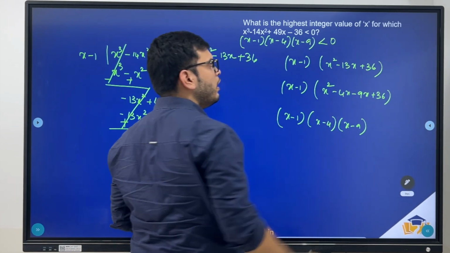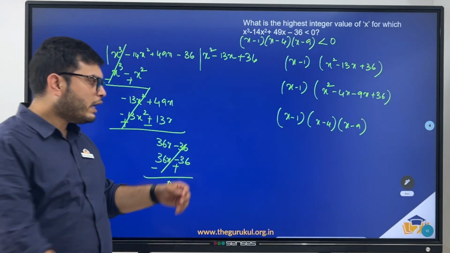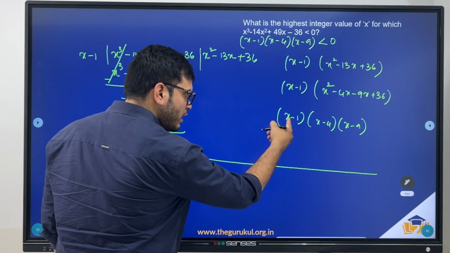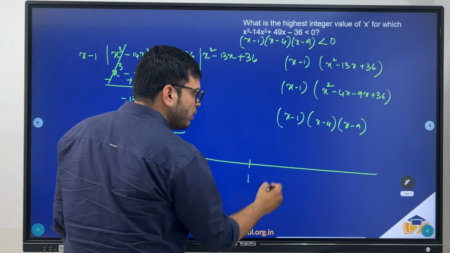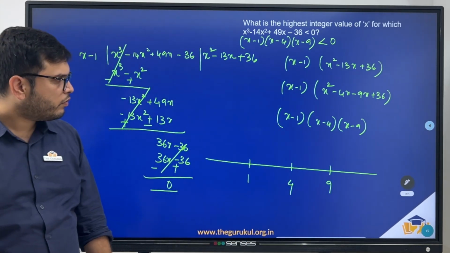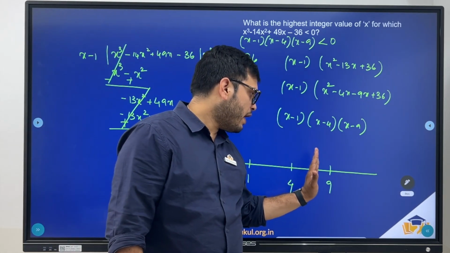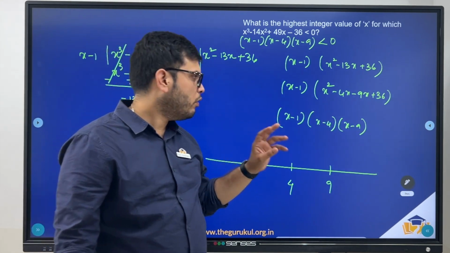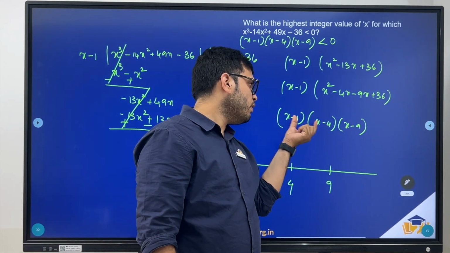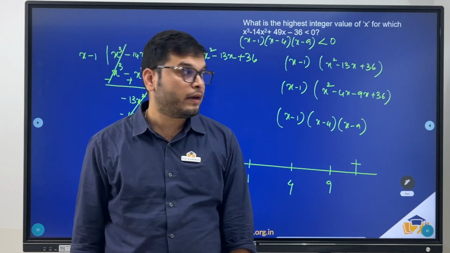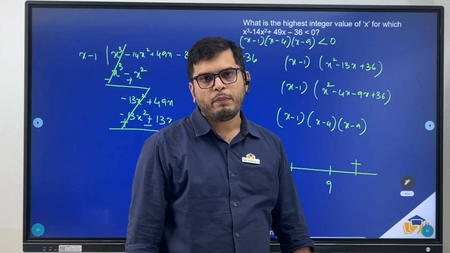Now this should be less than 0. Now let me plot these values on the number line. So let's start with the smaller value 1, then we have 4, then we have 9. Now this is a number line, guys. Now for all the values greater than 9, this will be positive. Why? Because this will be positive, this will be positive, this will be positive. For all the values of x greater than 9, this will be positive.